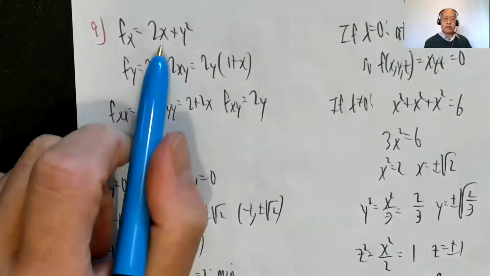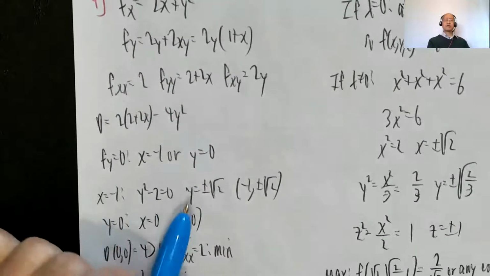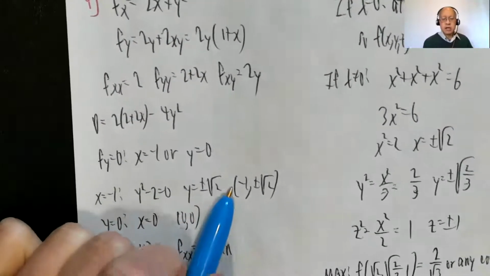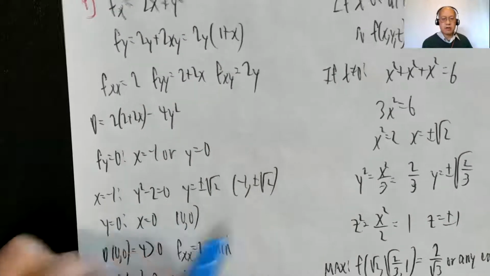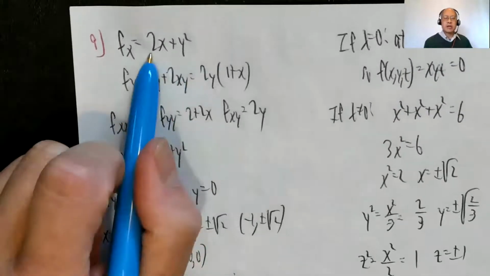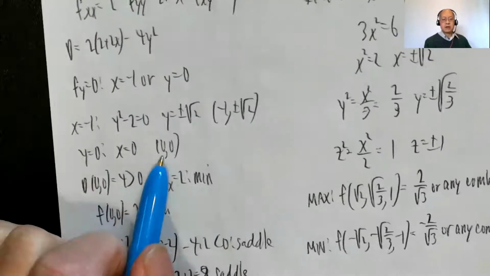Set Fy equal to 0, that means y is equal to 0 or x is negative 1. If x is negative 1, then that means y squared minus 2 is 0, y is plus or minus radical 2. So I have negative 1 comma plus or minus radical 2. If I have y equals 0, then from here, that means x is 0, so (0, 0).